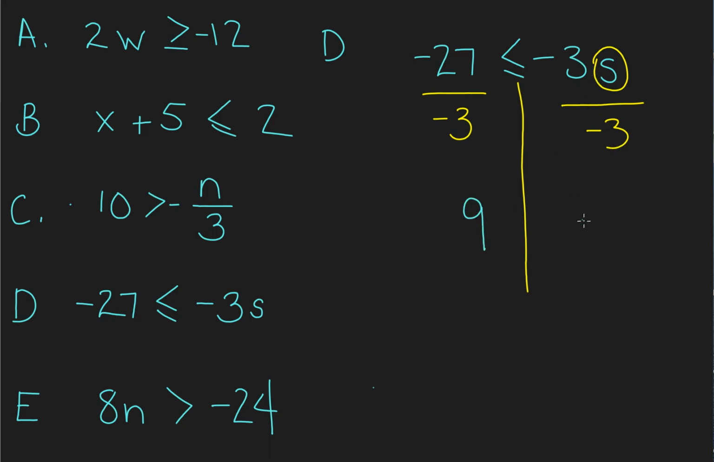These will cancel, leaving us with just the s. Now, the yellow is division by negative 3. This is our special case. So this changes to 9 is greater than or equal to s.